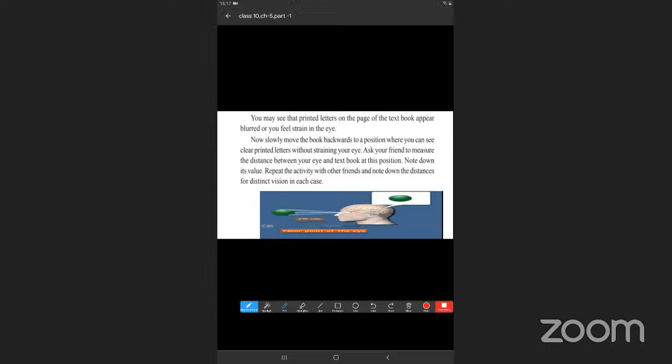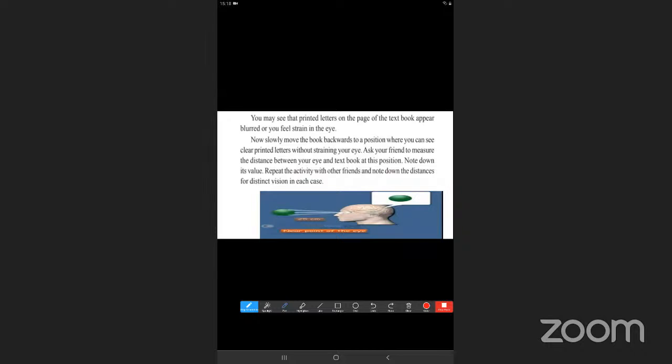Here we may see that printed letters on the page of the textbook appear blurred or you feel strain in the eyes. Try this experiment. Take one textbook, hold it with your hands and keep the textbook some distance from your eye. At that time, you will not feel any strain. But when it is very close to our eyes, we feel strain. We cannot see the page very clearly. We cannot read the contents in the textbook.